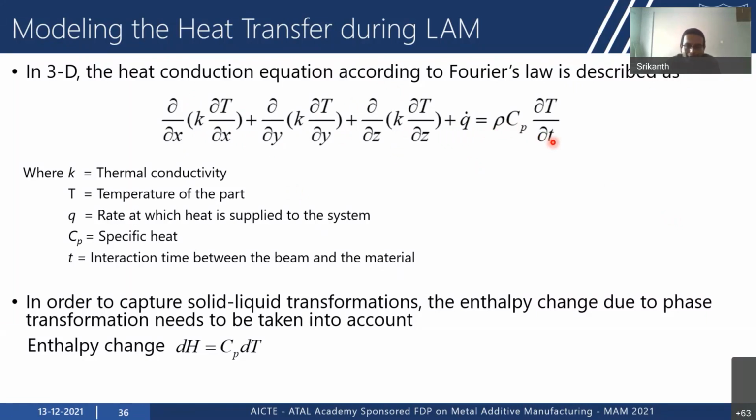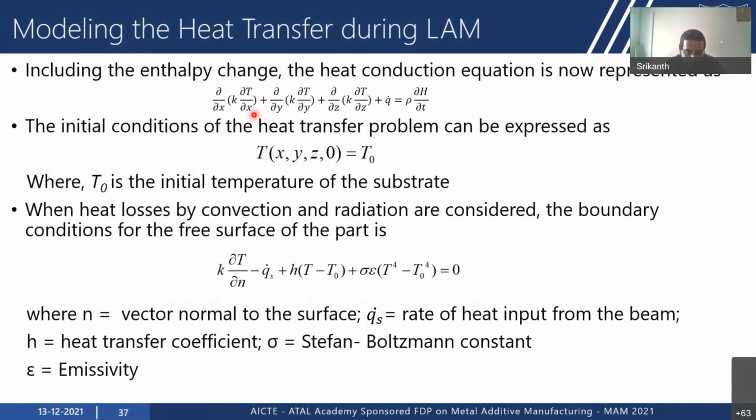Now, as we know, in this metal AM process, we're going to have phase transformation, solid to liquid and liquid to solid. So the enthalpy change due to phase transformation needs to be taken into account. For that, dH equals Cp dT, and we plug it here. So the equation becomes, rho dH/dt replaces the right hand term here. So that is when we include the enthalpy change.